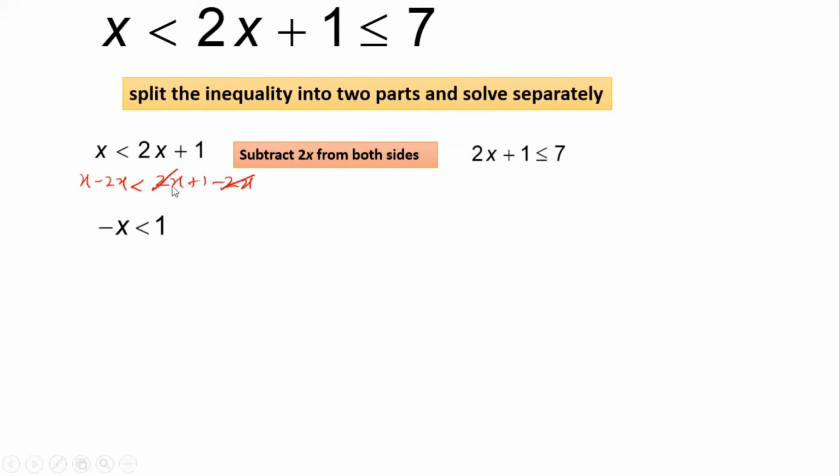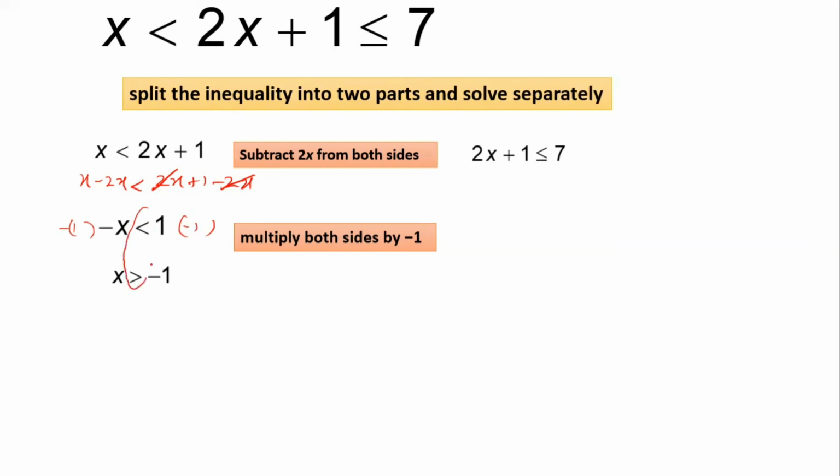Now we multiply both sides by minus 1. Whenever we multiply or divide by a negative integer, remember the inequality gets reversed. Look at this, the inequality has got reversed. When I multiplied by minus 1 here, minus 1 times x is x, and this is minus 1 times 1. So whenever we are multiplying or dividing by a negative integer, the inequality gets reversed. That is to be remembered.